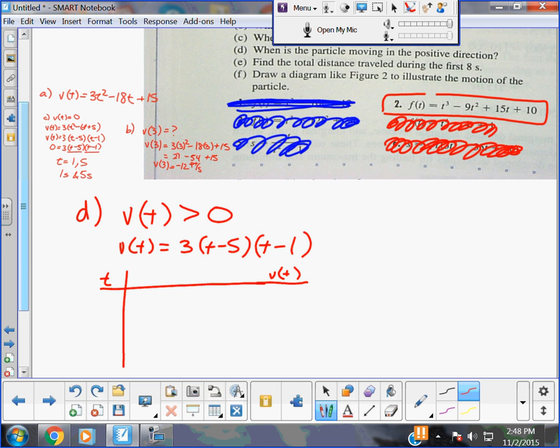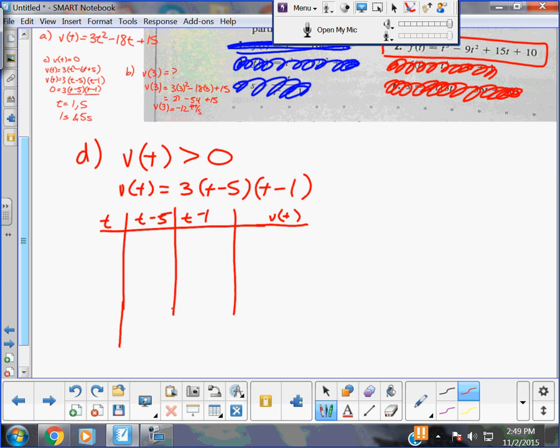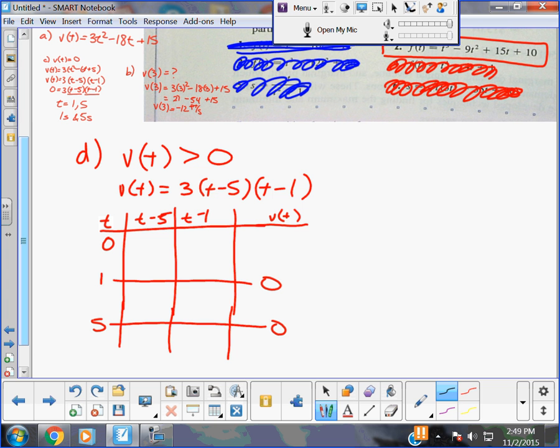The 3 is always positive. I don't need to worry about that. But the 2 binomials affect my sign. And the times I'm going to put in here are 0, 1, and 5. And I know at 1 and 5, the velocity is 0. I figured that out in letter C, right? I already know those.